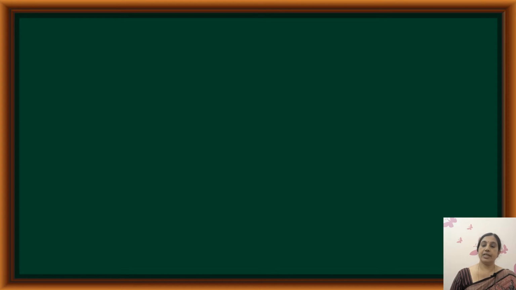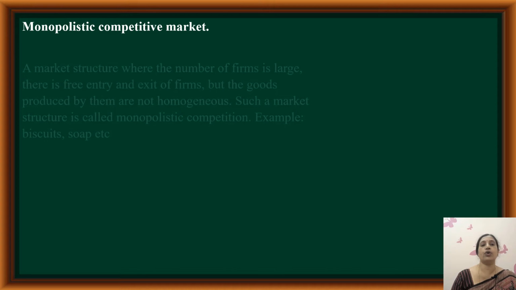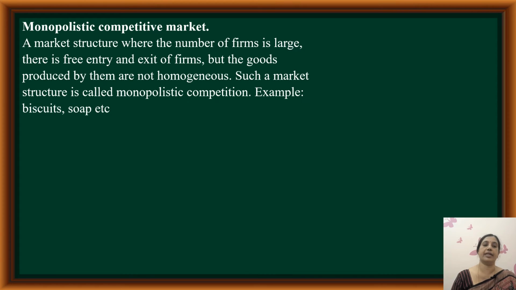Today we will be discussing the monopolistic competitive market. Dear students, under a monopolistic competitive market, there will be a large number of sellers dealing with heterogeneous products. Under this market, there will be free entry and exit of firms. Let us start with the meaning of monopolistic competitive market.